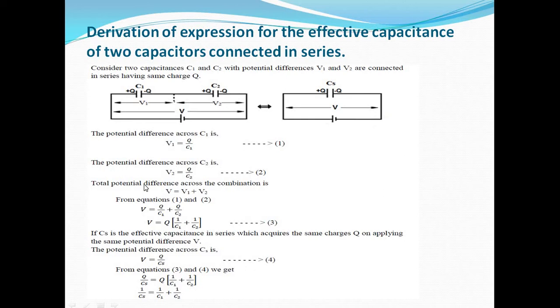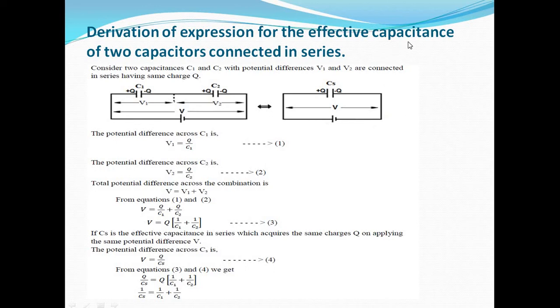So, the total potential difference across the combination, the applied potential difference V, is equal to V1 plus V2. Now, substitute the value of V1 and V2 in the equation V is equal to V1 plus V2. Okay, students? So, this is V1, this is V2. So, Q can be taken outside. Now, consider CS is the equivalent capacitance where the same charge Q produces this potential difference V.